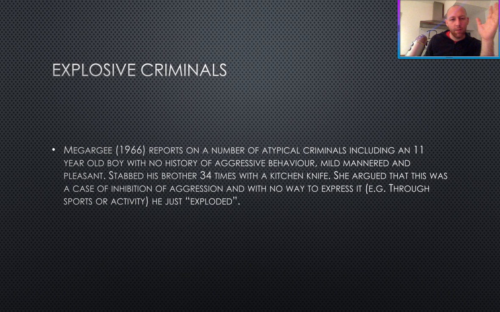Explosive criminals. Magaji reports an example, a different type of criminal. These calm, kind, normal types of people who just snap. From her point of view, she talks about an 11-year-old boy with no history of aggressive behaviour who stabs his older brother 34 times out of nowhere. Not mentally ill, no brain damage that we know of or anything like that to account for it. Instead, she argues an example of extreme inhibition of and no healthy channels of expressing aggression, and therefore it just sort of explodes out. So it's almost like it's being repressed and held down, and then this unconscious desire just explodes. Motives for crime can be attributed to sort of Freudian motives as well.